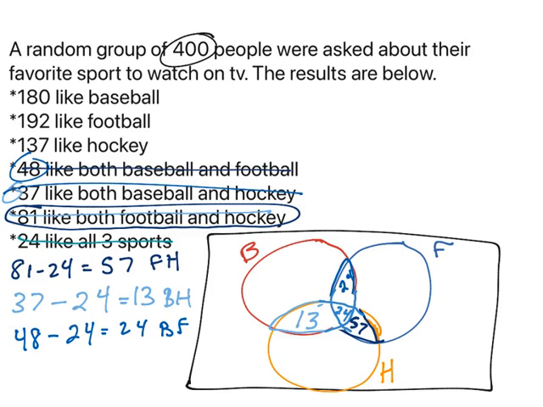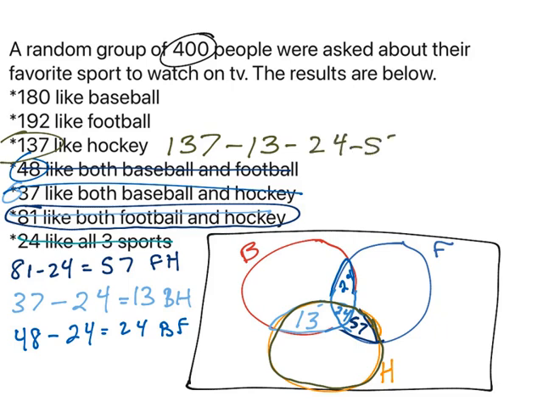So when I'm looking at, let's say hockey, 137 like hockey. Well, this is my hockey circle down here, and we've already got 3 numbers in there. So if I say, okay, 137 total like hockey, I've got to subtract the ones that also like baseball, the ones that like all 3 sports, and the ones that like football. So when I subtract all of those, I end up with 43. So 43 people like hockey alone.